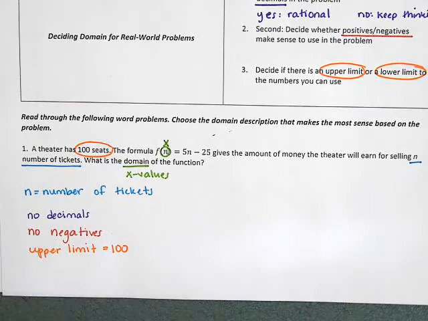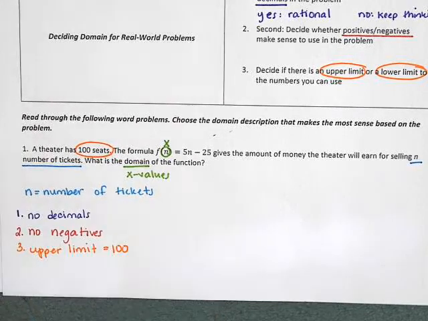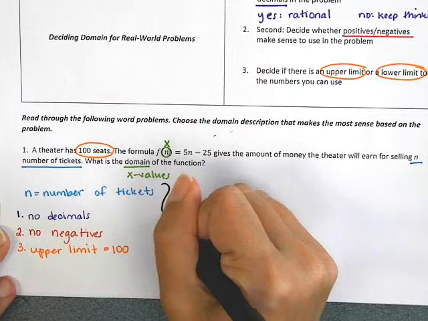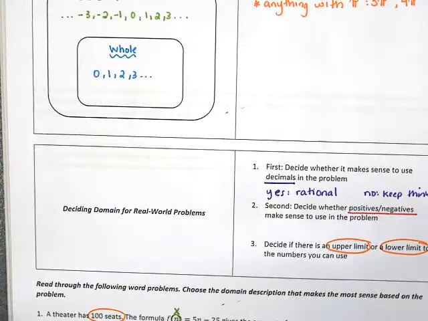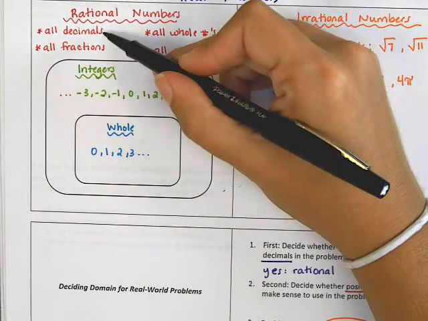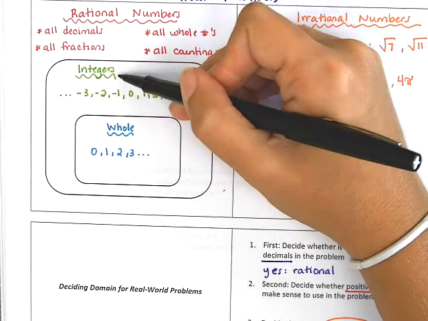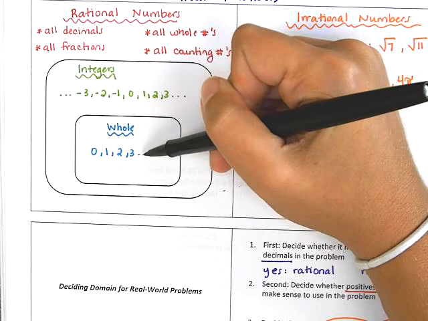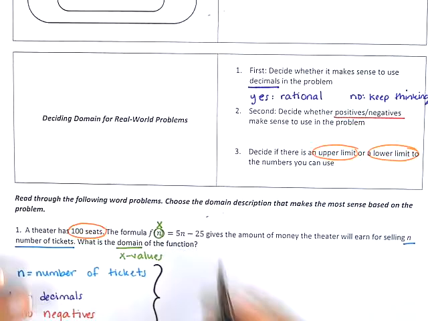If I think about all of this information, question number 1, question number 2, and question number 3, and I want to decide what types of numbers to use, what I'm going to do is look back at my list of numbers and see if there are any numbers that are no decimals, no negatives. Well, if I look back at this list, rational numbers have decimals, so that's not it. Integers have negatives, so that's not it. But whole numbers have no negatives and no decimals. So I want the whole numbers.